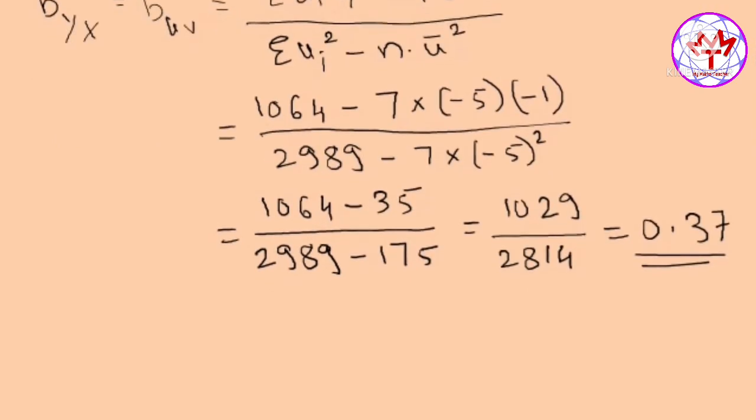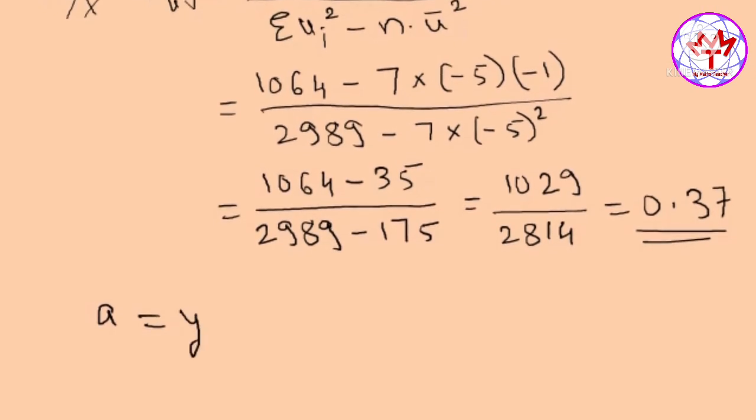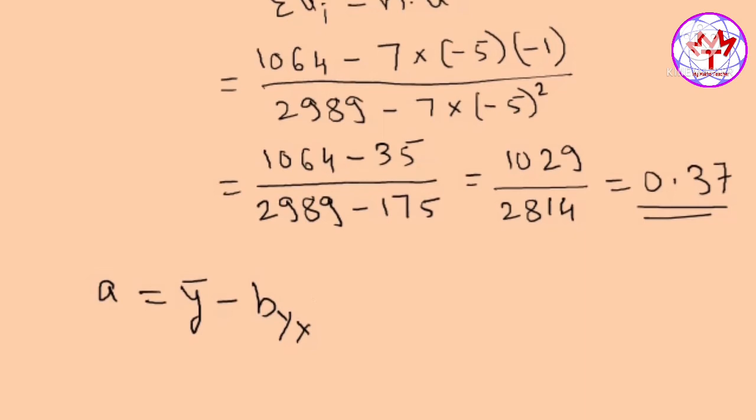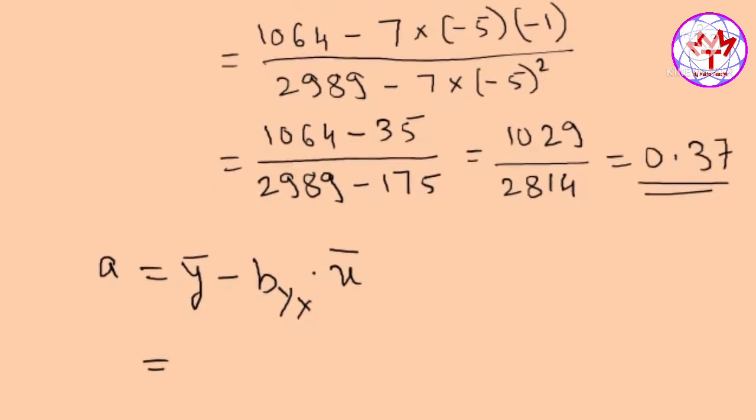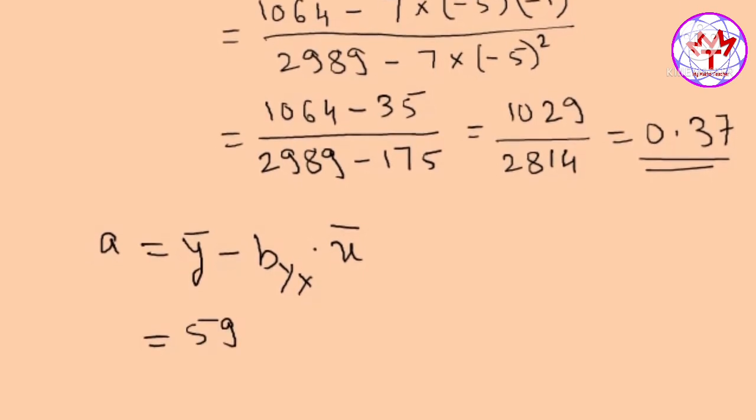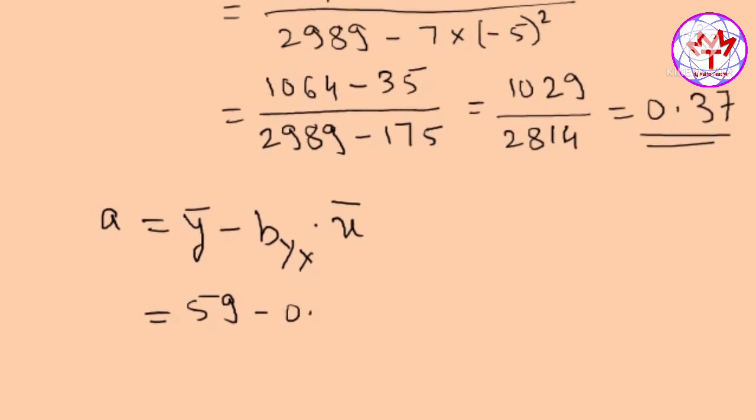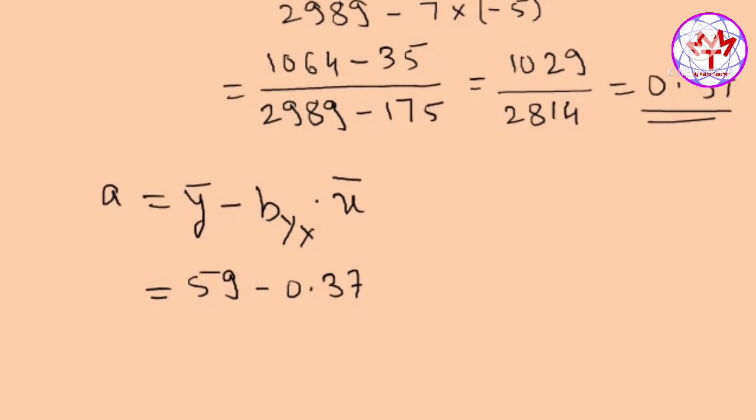We know a is equal to y bar minus byx into x bar. So let us substitute the values. Y bar we have got 59 minus byx is 0.37 into x bar is 65.